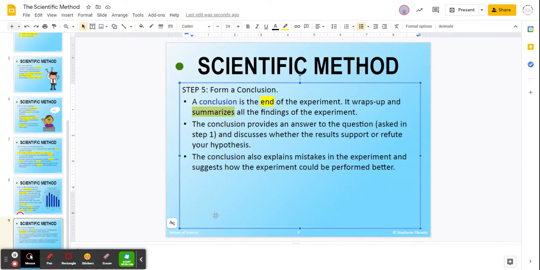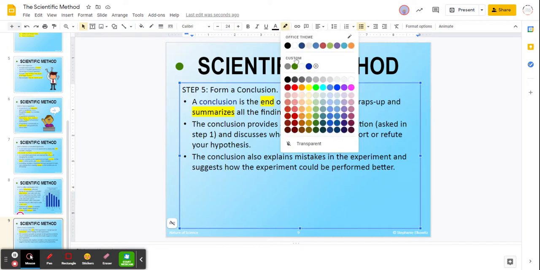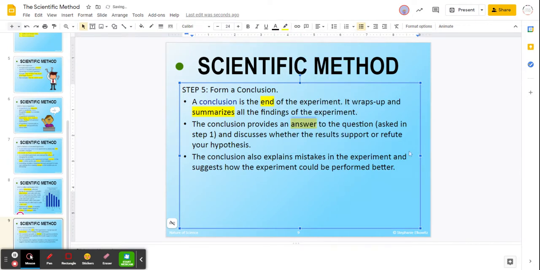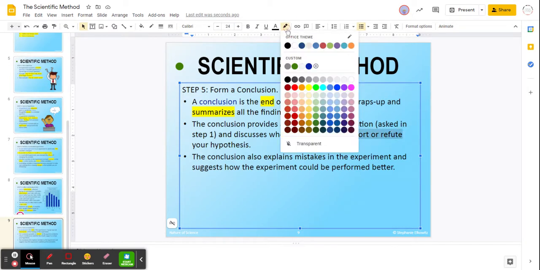So a lab report, if you're ever doing a lab, it's essentially a form of a scientific experiment, right? So a lab report breaks down what you did in the lab and the conclusion that you came to at the end. That's kind of what you do here in the scientific method. The conclusion provides an answer to the question. So it says, yes, my hypothesis was correct, or no, it was not, right? It discusses whether the results support or refute your hypothesis.